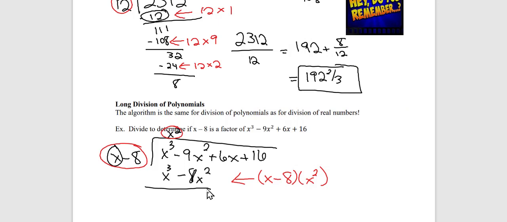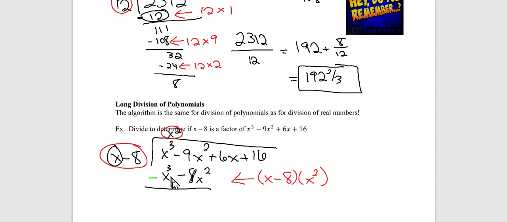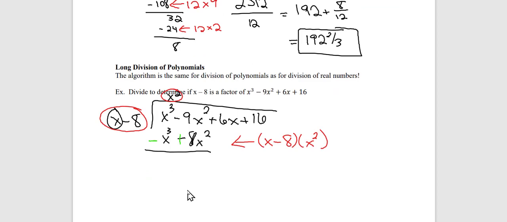Now, my next step above was to subtract that. I am going to subtract here as well, but I have to subtract the entire polynomial. So I can put parentheses to subtract that entire polynomial. But I know when I distribute that negative, I'm going to have to change the signs. So I may as well just go ahead and do that.